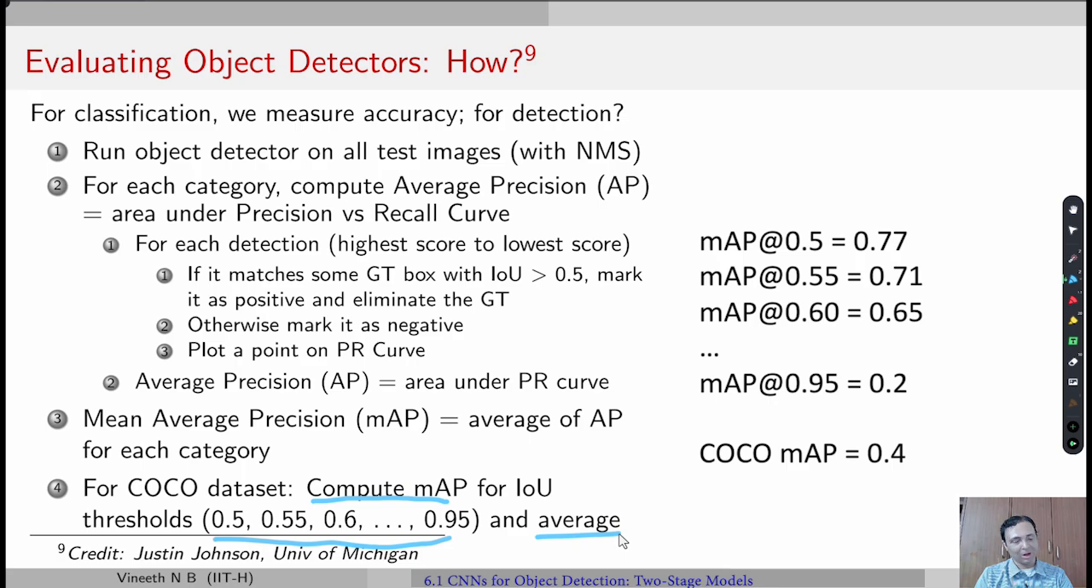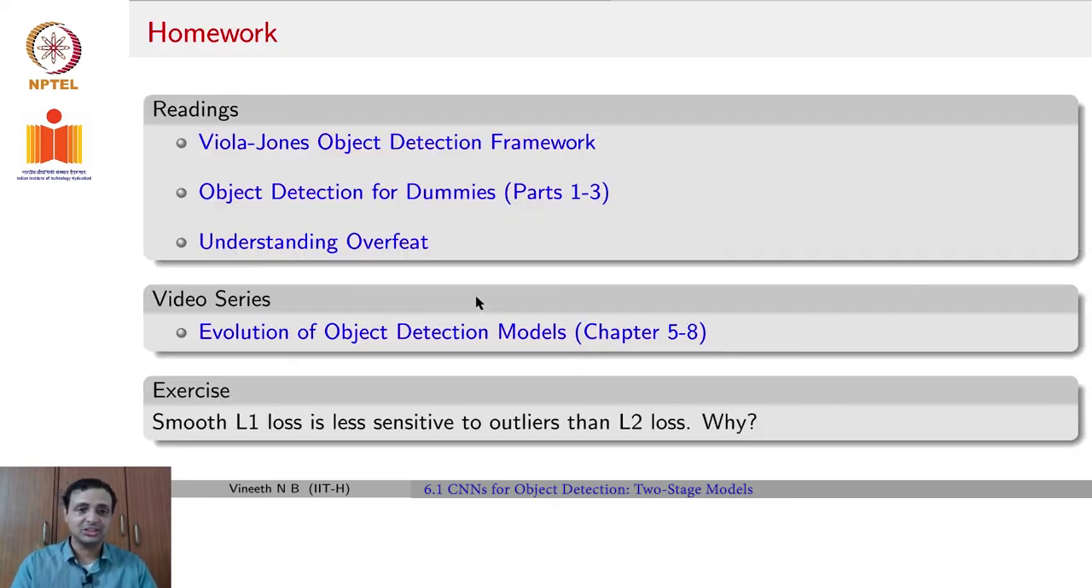and that would be a fairly robust estimate of an object detection model. The homework for this lecture would be to go through the Viola-Jones object detection framework and a very nice write-up called Object Detection for Dummies linked here, and if you'd like to understand OverFeat, here is a link. There is also a nice video series on evolution of object detection models if you like, and here is the exercise that we left for you.